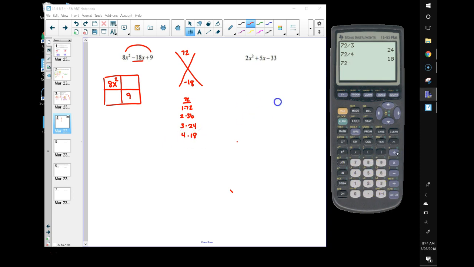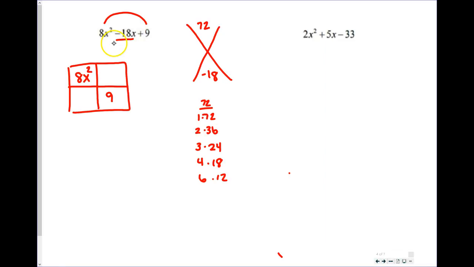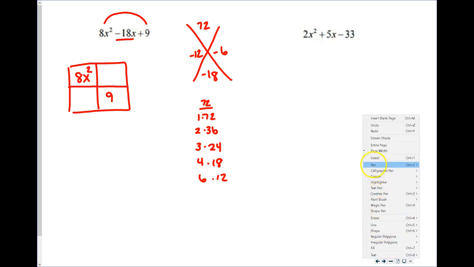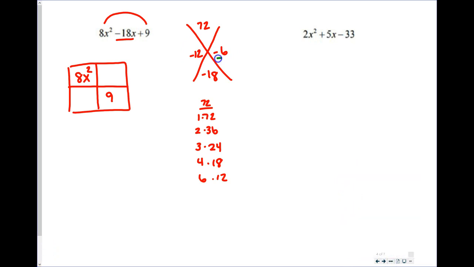72 divided by 6 gives me 12. And there's my answer. I can see that 6 and 12 will work. So I'm going to go ahead and put -6, -12 in my x. Now I'm going to take that -12 and -6 like before, and I'm now going to put them into my Punnett square. -12 and -6.